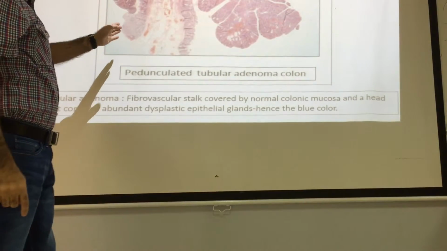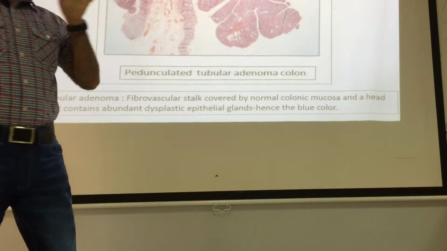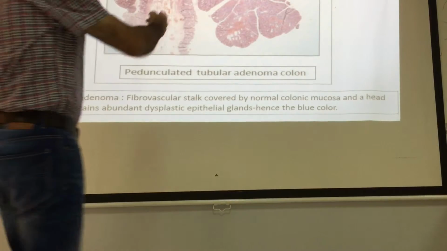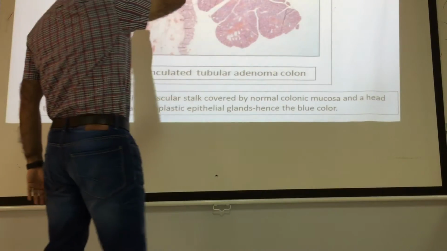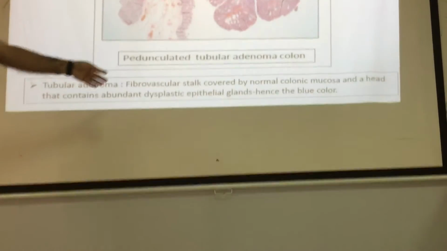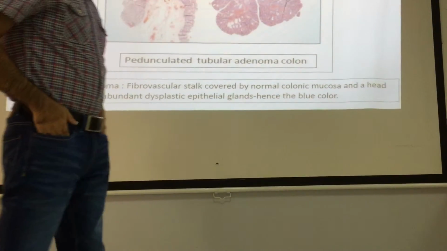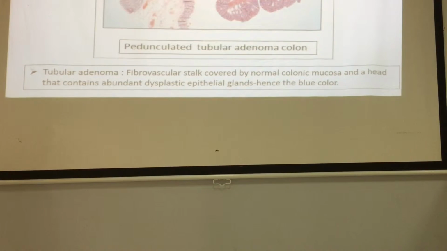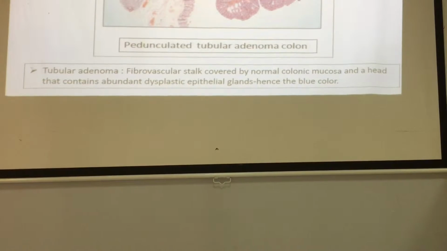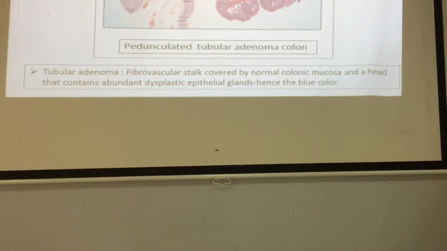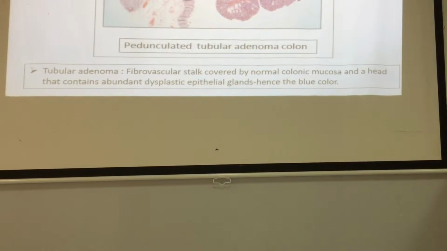It means that the epithelium lining the stalk is basically non-neoplastic, the normal epithelium. But the epithelium lining the head is dysplastic. So a fibrovascular stalk covered by normal colonic mucosa and a head that contains abundant dysplastic epithelial glands. Hence, it is somewhat darker or blue in color compared to the rest. Clear? So this is the tubular adenoma.